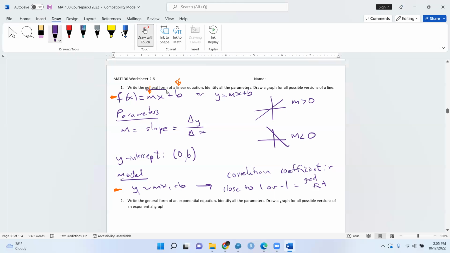Oh, I should also mention there are other forms of equations of lines, linear equations, that we don't talk about. There's standard form, there's point slope form.